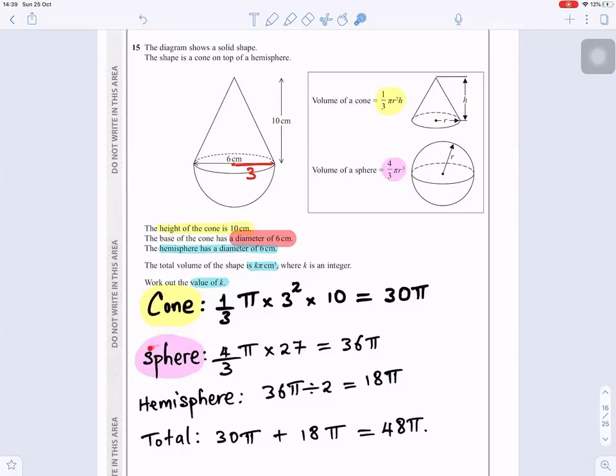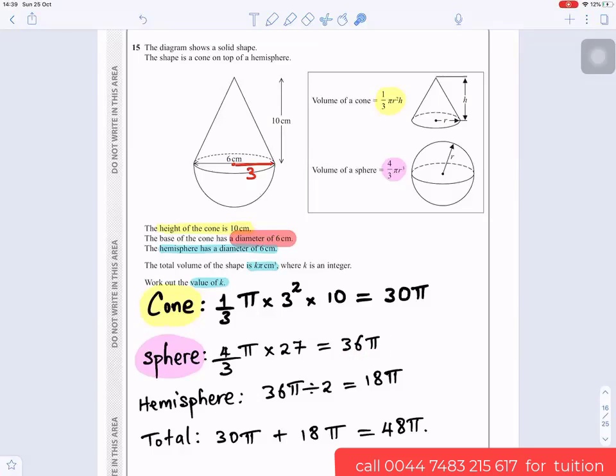The sphere, at the top right, the volume of a sphere is given as 4/3 pi radius cubed. So we work it out. 4/3 times pi times the radius is 3. 3 cubed is 27. Now you would do 4 times 27 divided by 3. That will give you 36 pi.